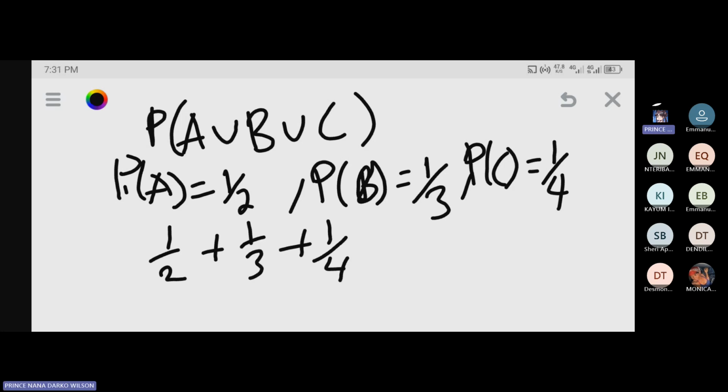Now, in order to do this, we have to check to see if there were any given intersections at any point in time. So go back to the question. It's mentioned that the probability of A intersection C was 0, so there is no probability of A intersection C. There was no intersection of B intersection C, and there was also no intersection for all three. But we know that there was an intersection for A and B. So the probability of A intersection B was given as 1/6.